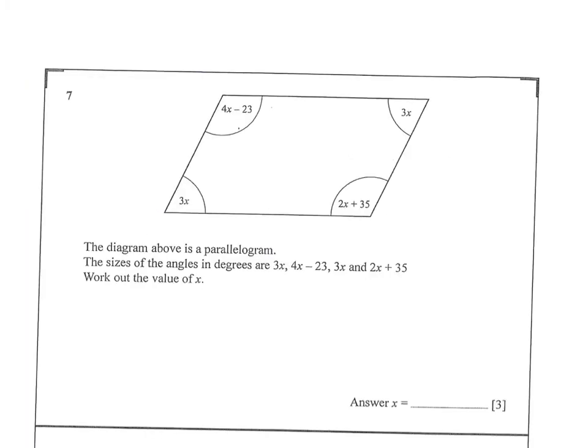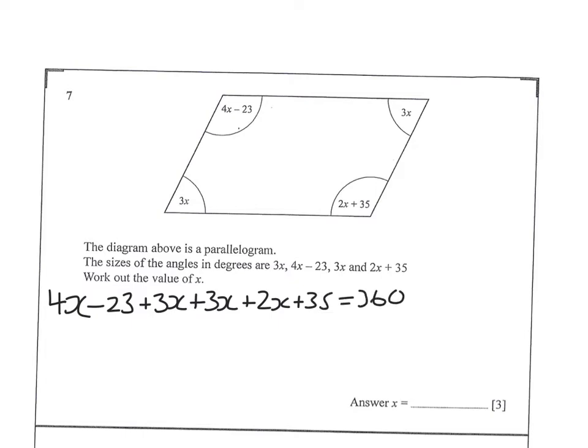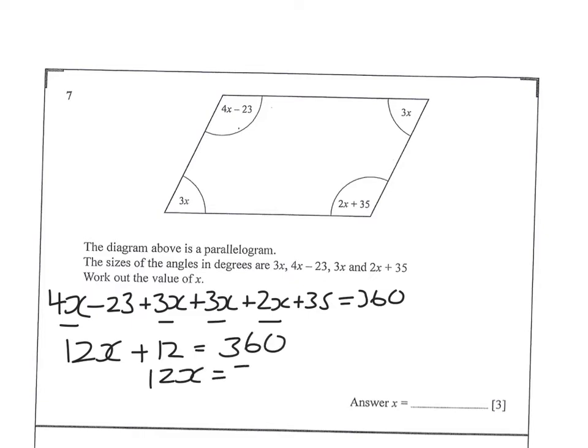So there's two ways to do this. First way to do it would be to say that the sum of the angles in a parallelogram is 360. 4x, 3x is 7x, 9x, 12x. So 12x and 35 take away 23 is 12, is 360. 360 take away 12 is 348, so x would be 348 divided by 12, which is 29.